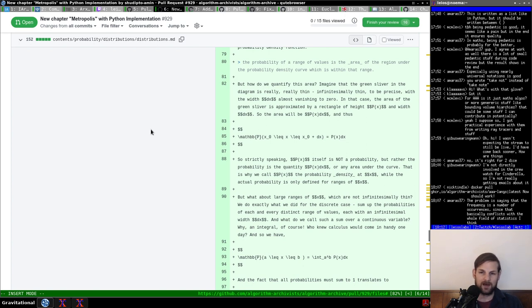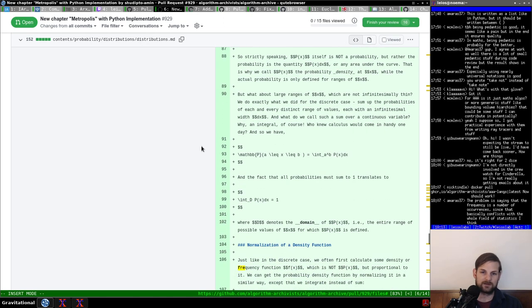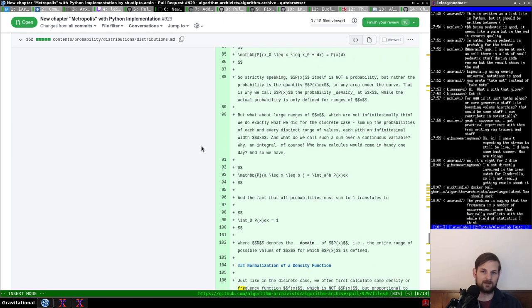Imagine that the green sliver in the diagram is really, really thin, infinitesimally thin to be precise, with the width dx almost vanishing to 0. In that case, the area of the green sliver is approximated by a rectangle of height p(x) with a width of dx, so the area will be this. So strictly speaking, p(x) itself is not a probability, but rather the probability is p(x) dx, an area under the curve. That's why we call p(x) a probability density at x. The actual probability is only defined for ranges of x.